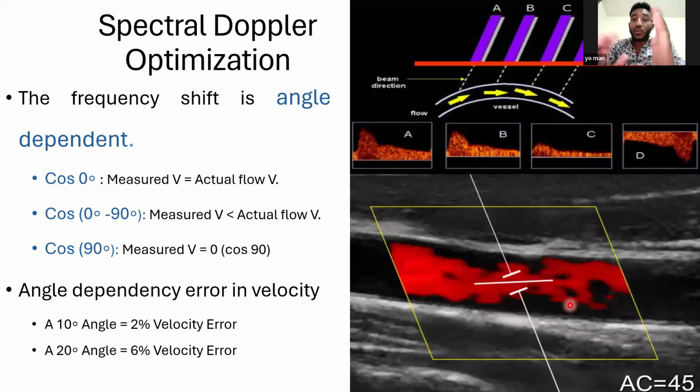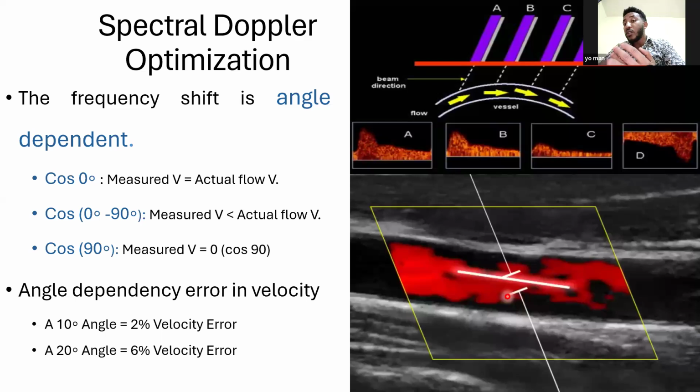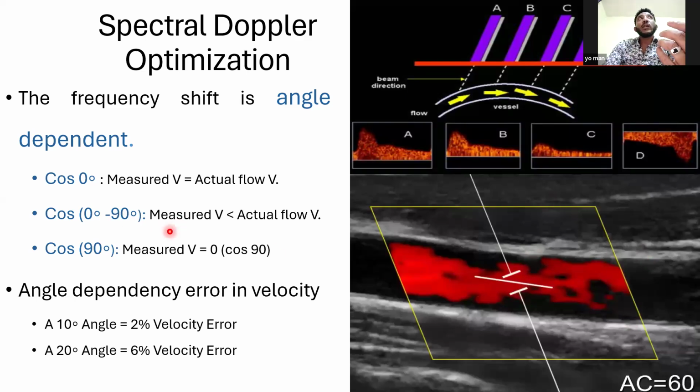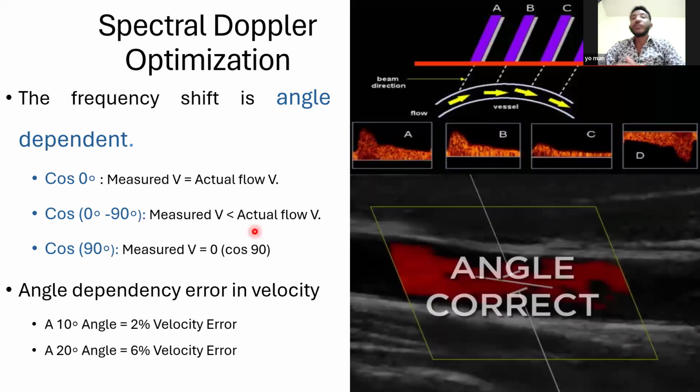For example, to get a correct measurement of the vessel, the vessel and the Doppler gate, which is indicated here, must be at 0°. Cos 0 means the measured velocity is equal to the actual velocity of the vessel. But if there is an angle between the sample Doppler gate measurement and the flow direction of the vessel, then the measured velocity is decreased from the actual velocity.